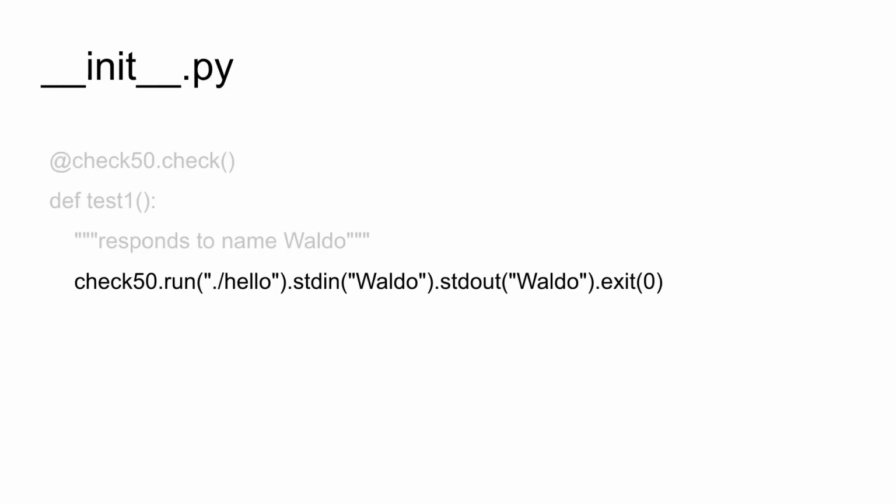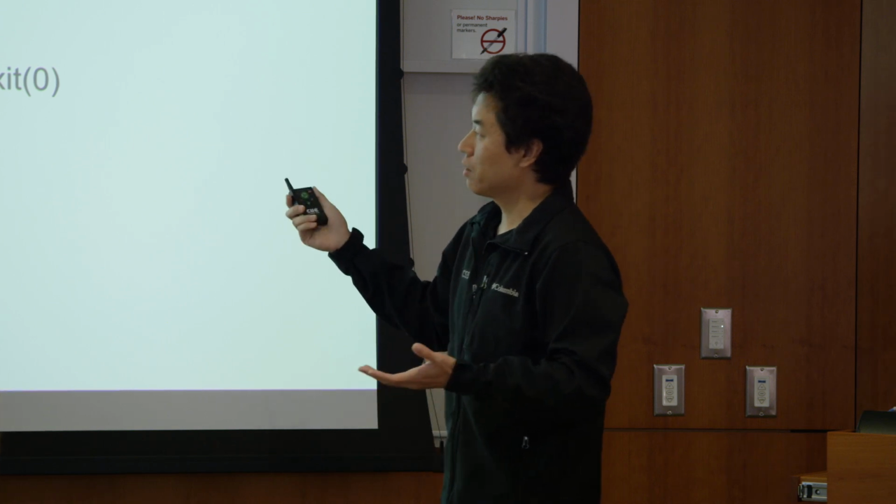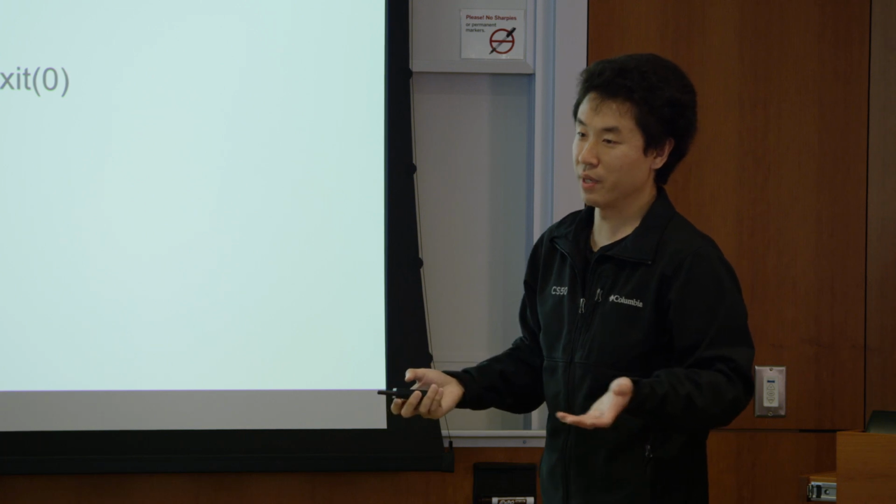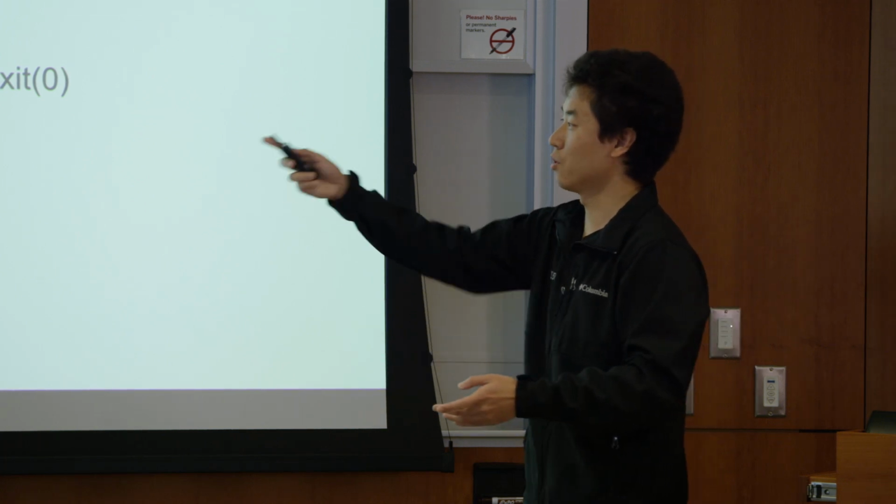And now comes the actual logic here. In summary, what this line is doing is that check50 first executes a program called the hello program. It sends in Waddle, and then checks if there's an output Waddle as well. If there is, it exits with exit code 0, meaning that the check executed successfully, meaning the student passed the check. That's the whole logic here.